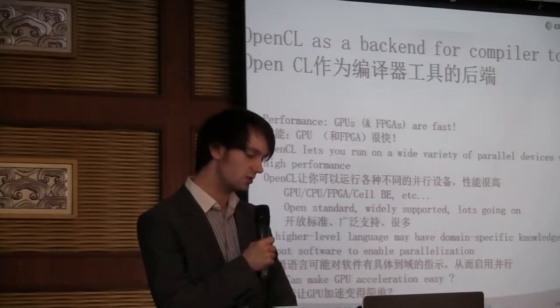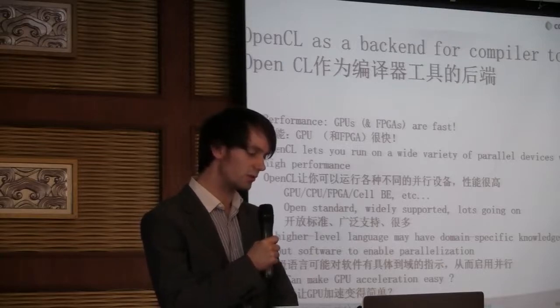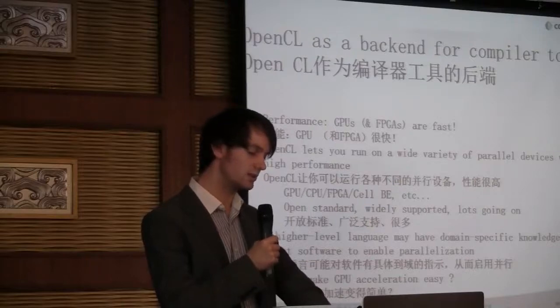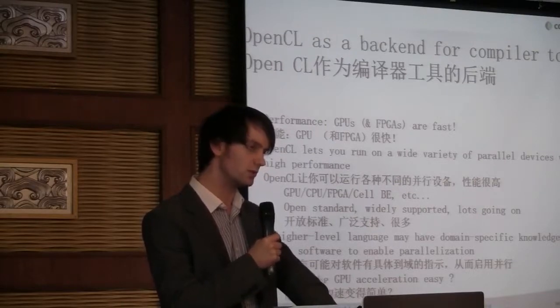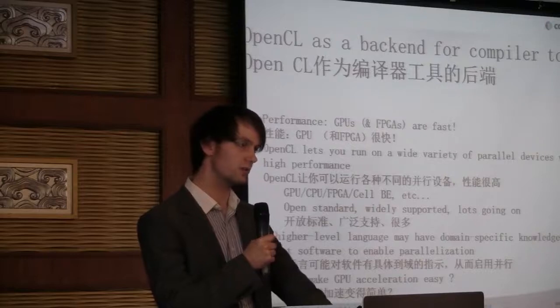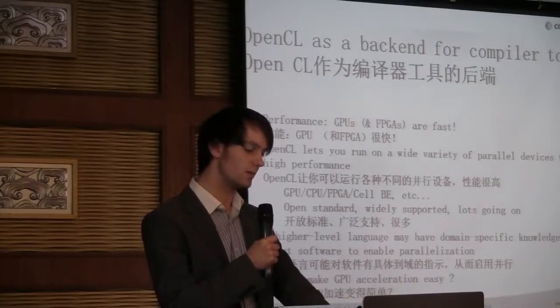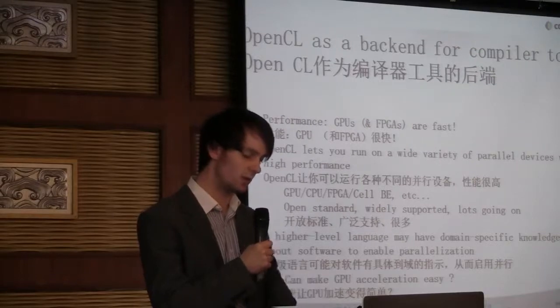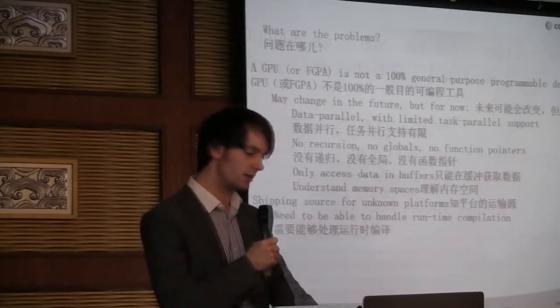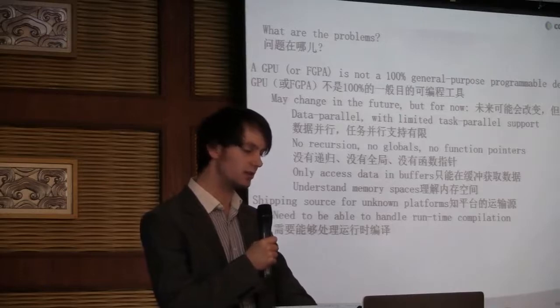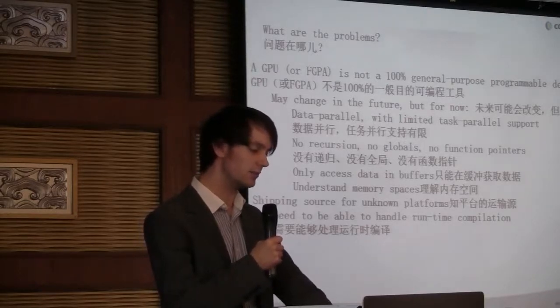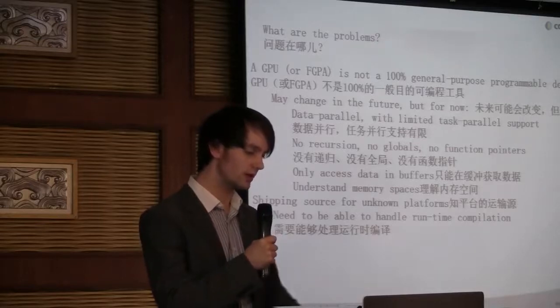We think this is a good approach to pushing the future of OpenCL, because it can make acceleration easy on the GPU, because a higher level language such as C++ can give more domain-specific knowledge about the software. This can help enable parallelism. There are some problems with using OpenCL directly that could be addressed.